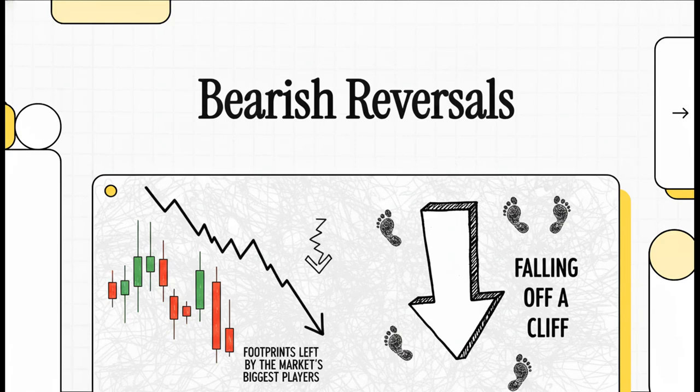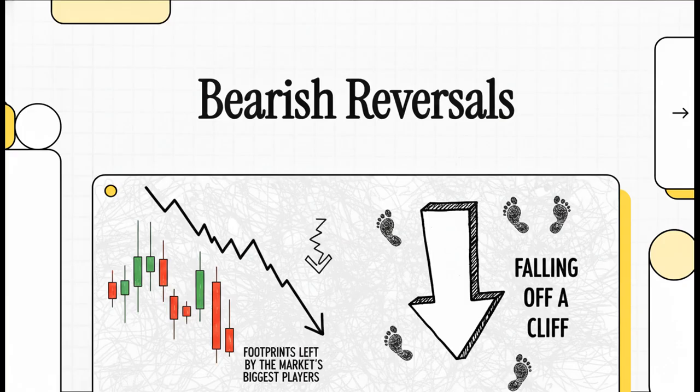All right, let's jump right into this explainer. Today, we're decoding the visual battlefield of stock charts to figure out exactly how market momentum violently shifts. If you've ever stared at a price chart and wondered how some traders seem to magically predict when a stock is going to fall off a cliff, well, you're in the right place. We're going to look really closely at bearish reversal candlestick patterns.